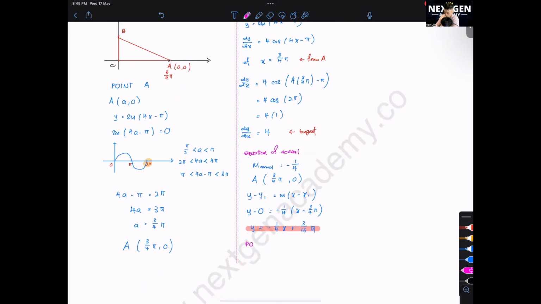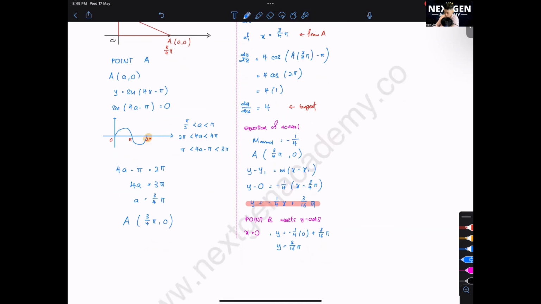How to find point B? They said that point B meets the y-axis. That means my x will be equals to 0. So y equals negative 1 over 4 times 0 plus 3 over 16 pi. My y will be equals to 3 over 16 pi. Therefore my B value will be 0, 3 over 16 pi.